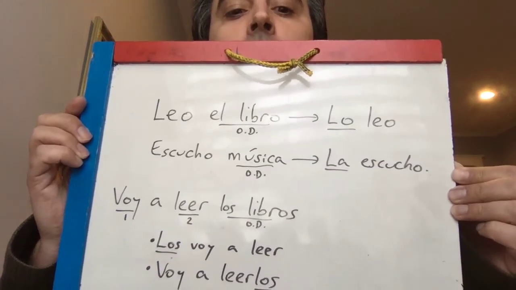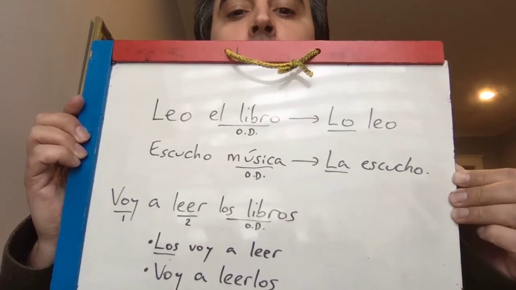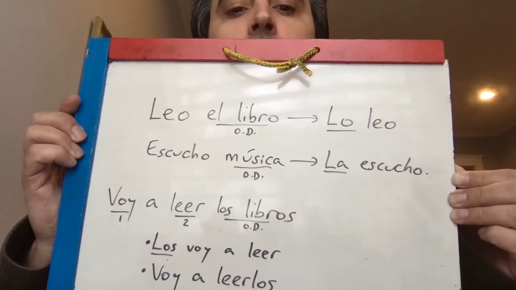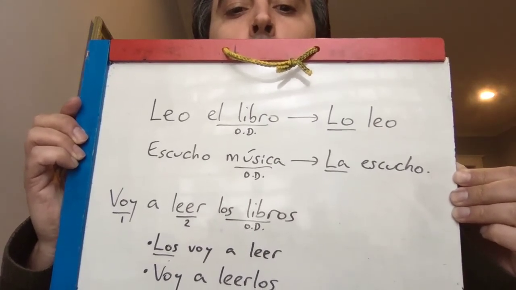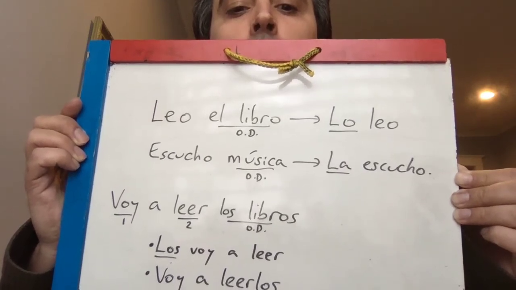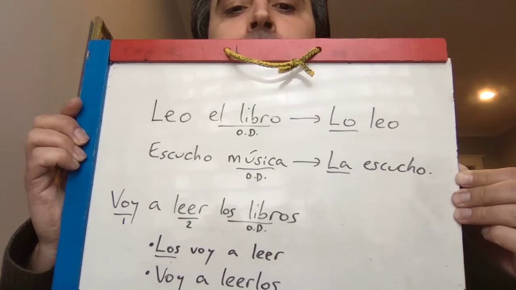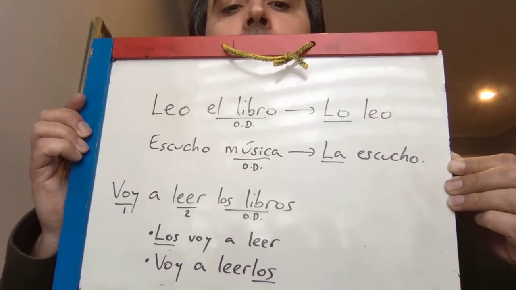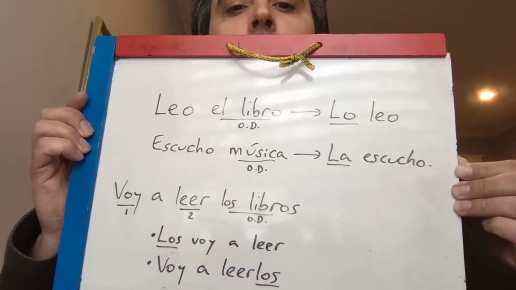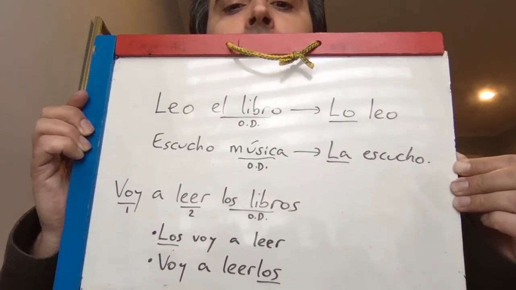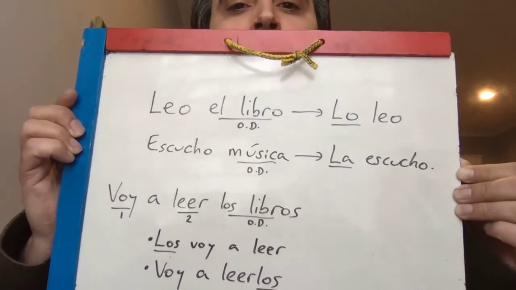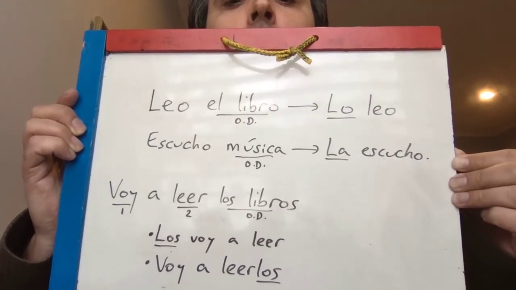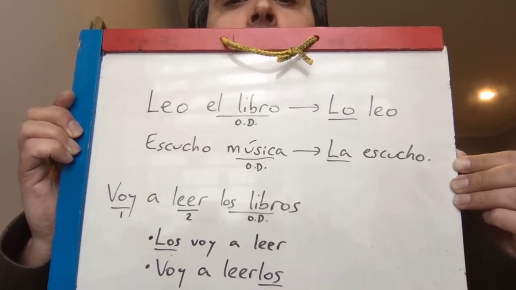And because we have two verbs, we have two possibilities. We could put the pronoun los, which corresponds to los libros, the direct object, right before the first verb, right before the conjugated verb, voy. And in that case, you would say, los voy a leer. Because we have two verbs, though, we have option number 2 that you see underneath there. You could attach the pronoun los to the infinitive, after the infinitive, but attached to it. It becomes part of the same word. Voy a leerlos.